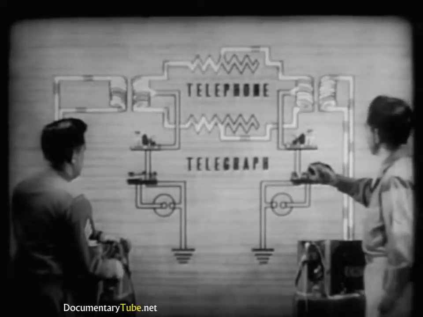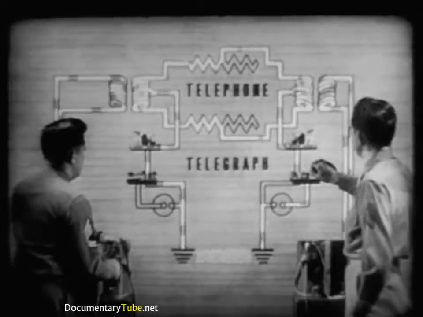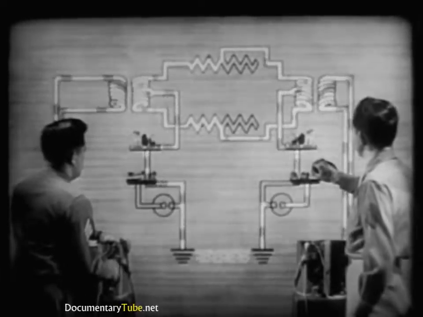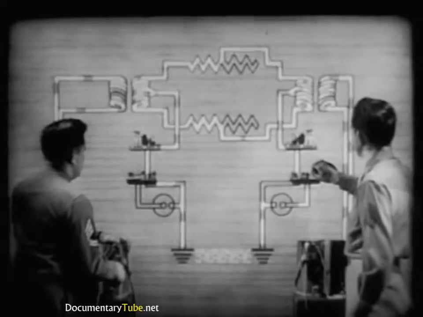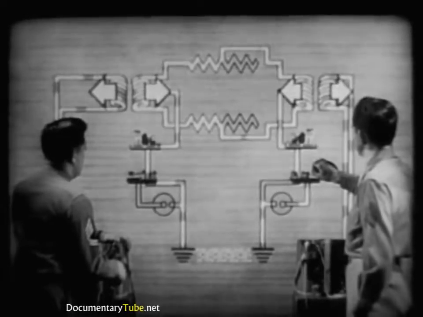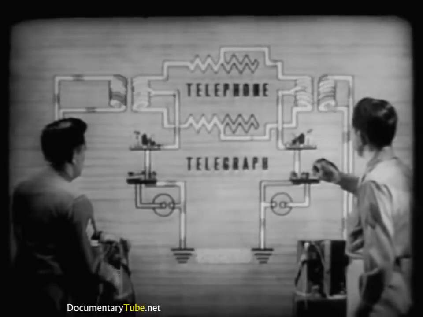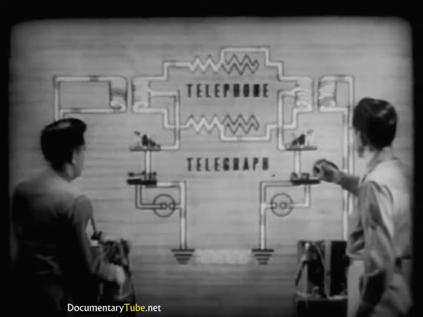In reality, the telephone and telegraph currents combine in each wire to form a single current. We can think of them as independent, however, because the repeating coils separate them at either end. Both channels may be used simultaneously, and we get 2 for the price of 1.